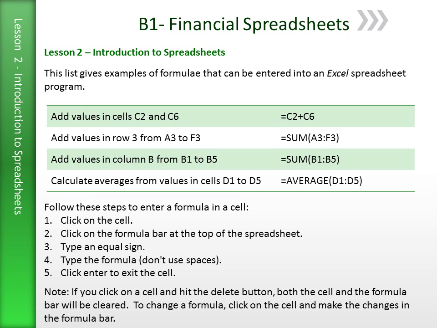Follow these steps to enter a formula into a cell. We click on the cell, then we click onto the formula bar at the top of the spreadsheet. We type in the equal sign to signify that we want a formula put in there. We type in the formula, no spaces, and then we click enter to exit the cell. If you click on a cell and hit the delete button, both the cell and the formula bar will be cleared. If we want to edit a formula, click on the cell and make the changes in the formula bar.